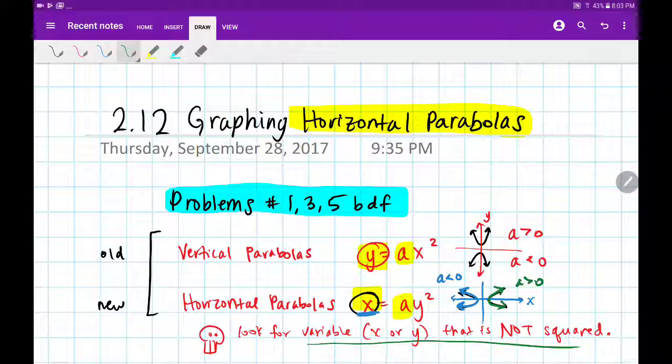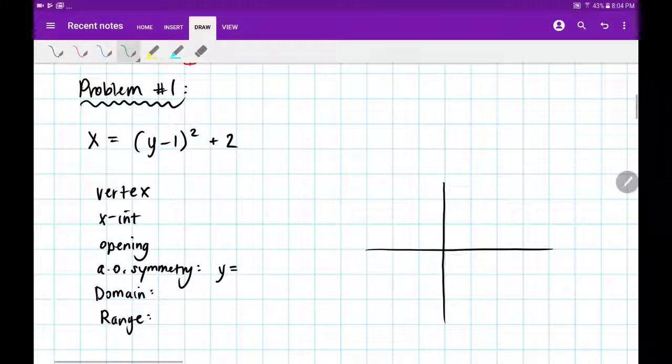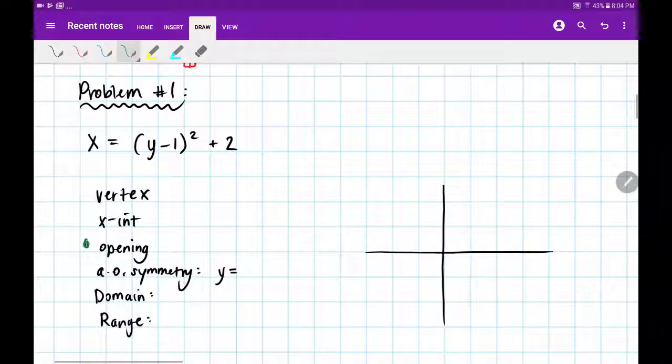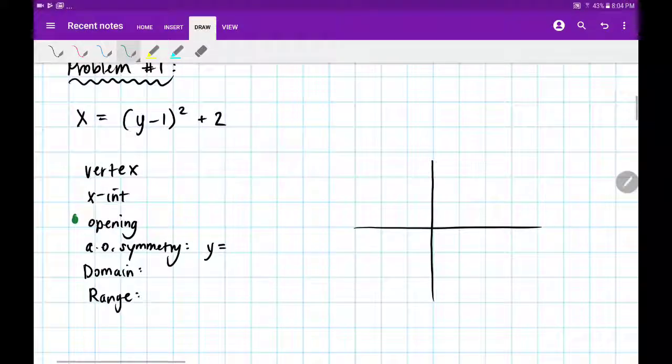Okay, so let's do our first problem, number 1. We want to graph this parabola. Let's just start by figuring out which direction it's opening. So let's start right over here. We're going to find the variable that is not being squared. In this case, that variable is the x. So that means it's going to open either left or right.